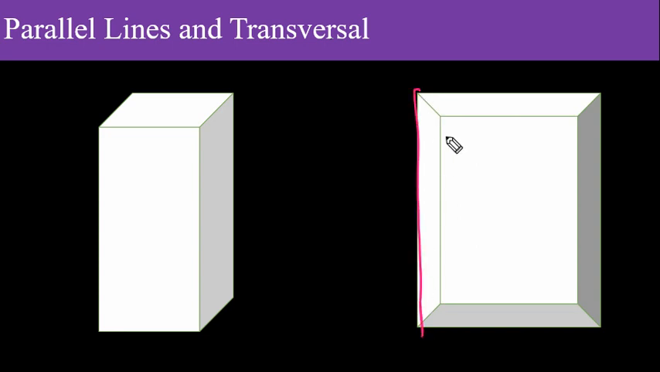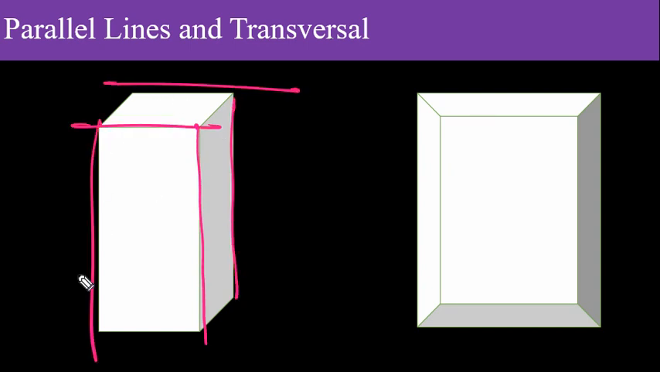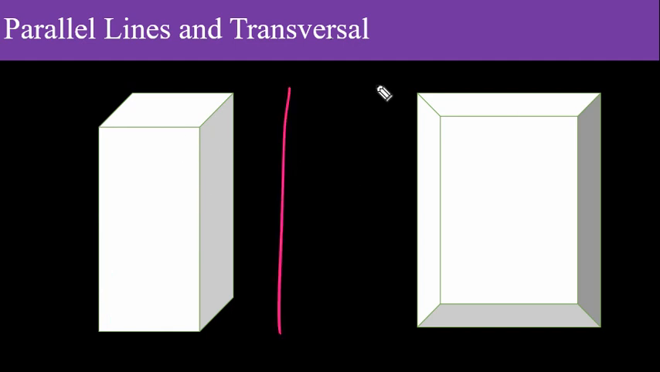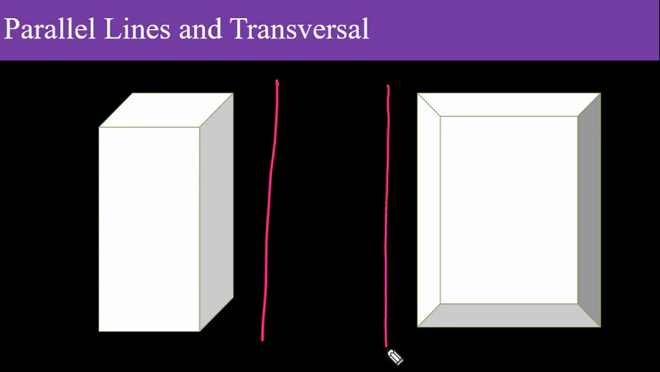Are these parallel, this and this? Yes. Similarly in this figure, is this parallel? Is this parallel? This and this. Is this parallel? Yes. So the lines which do not intersect and have the same slope, they are parallel. Okay? The lines which do not intersect, they are parallel.